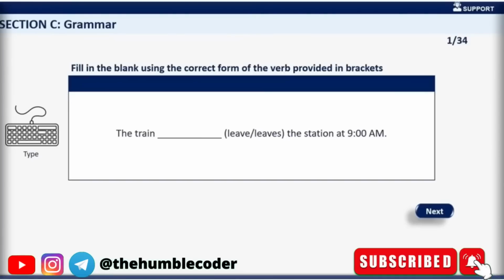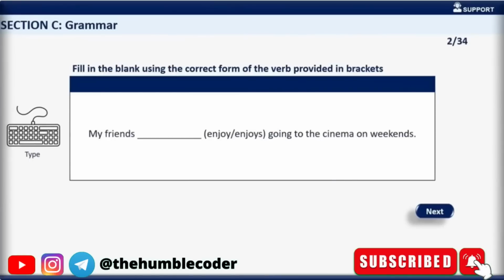Moving on to the first question. Fill in the blank using the correct form of verb provided in the bracket. The train dash, leave or leaves, the station at 9 a.m. The correct answer in this case would be leaves. Okay. Let's move on to the next question. Fill in the blank using the correct form of word provided in the bracket. My friend dash, enjoy or enjoys, going to the cinema on weekends. The correct answer in this case is enjoy.